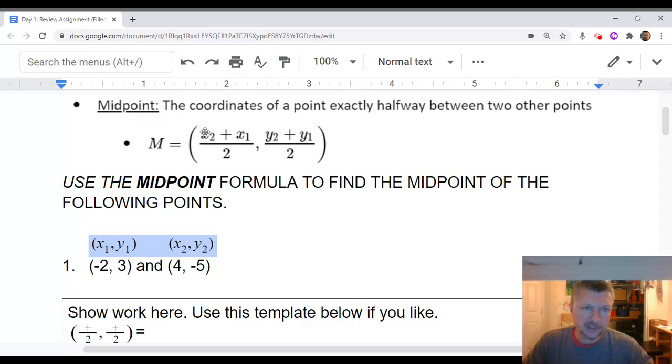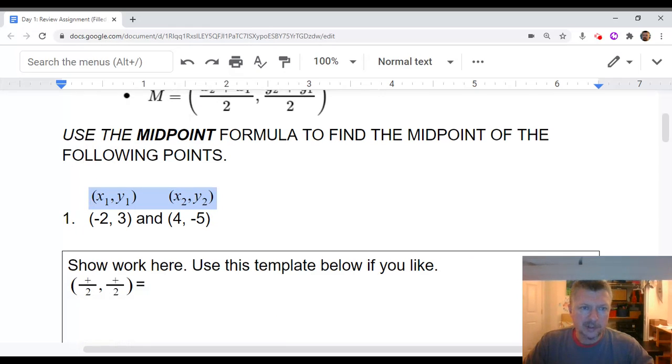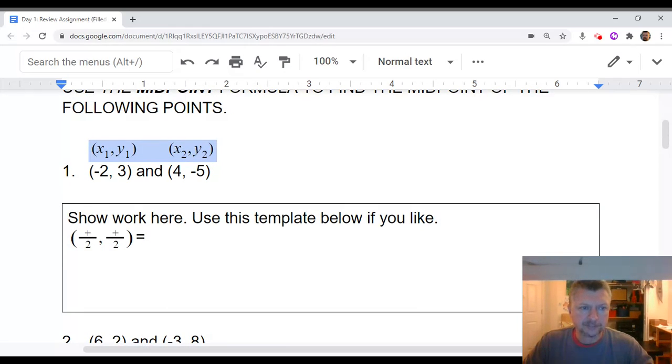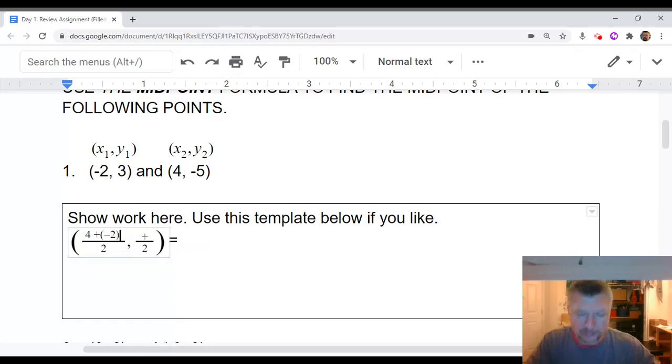Now, on the first one, it says x2 plus x1. So I'm going to come down here. I already have the template in there for you. X2 is 4 plus x1. x1 is negative 2. I'll put a parentheses there, negative 2.